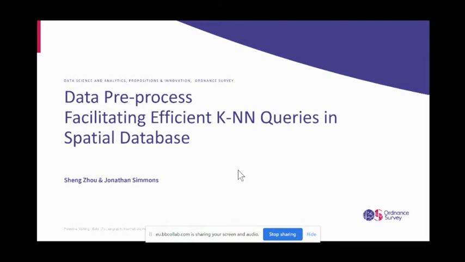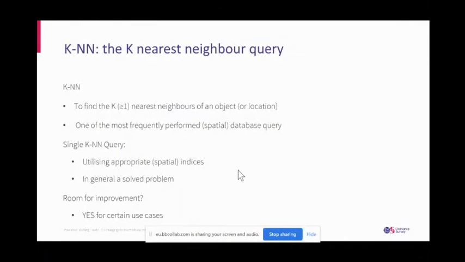Basically, this is a study of ways to improve the performance of large-scale k-nearest neighbor queries for some use cases. KNN stands for the k-nearest neighbor query. It finds the k, which is equal to or greater than 1, nearest neighbors of an object or a location. It is one of the most frequently performed database queries. Normally it's spatial, but not necessarily a spatial query.